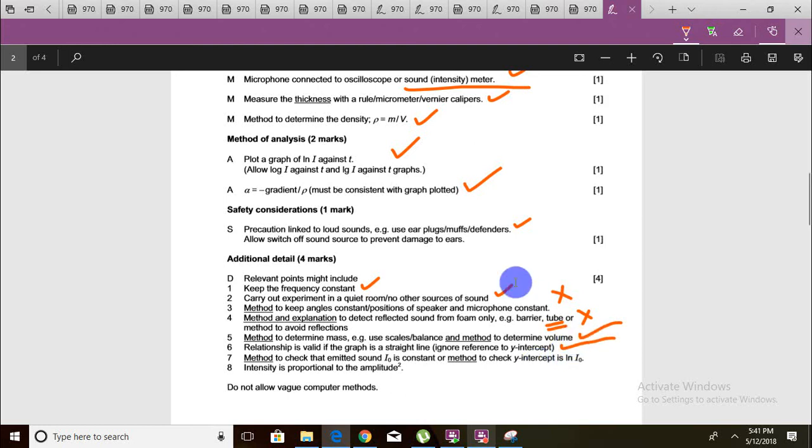1, 2, 3, 4, full marks, though there were some things I mentioned. This was a good idea to see that I naught is constant, or that the y-intercept is log I naught, because that would be an indication of how accurate your experiment was. And intensity is proportional to amplitude squared.